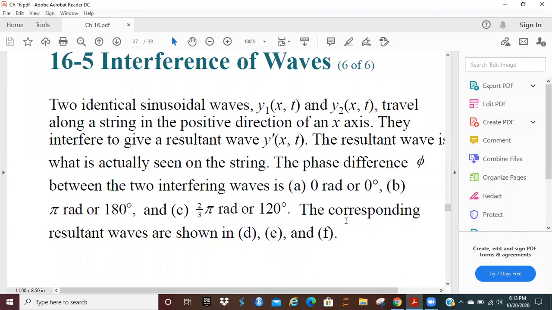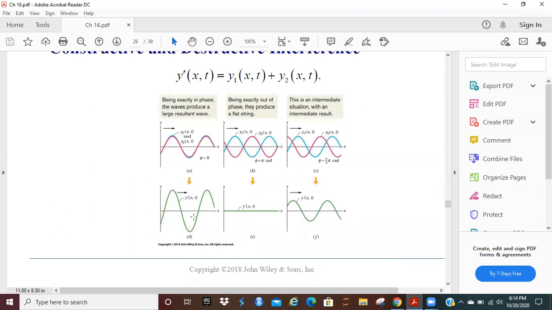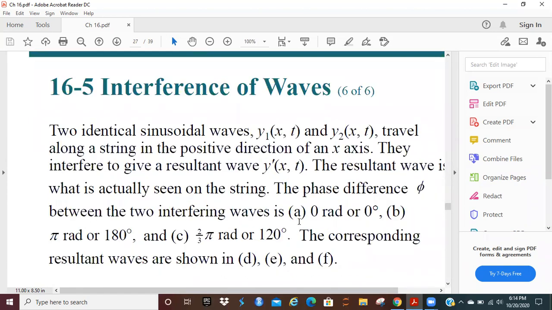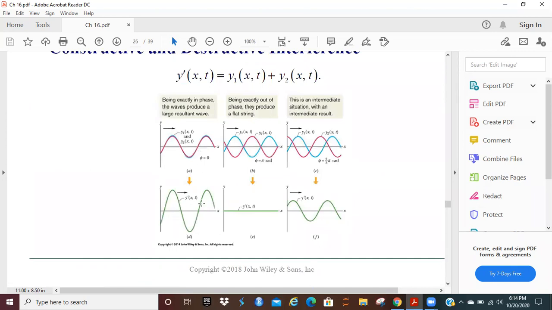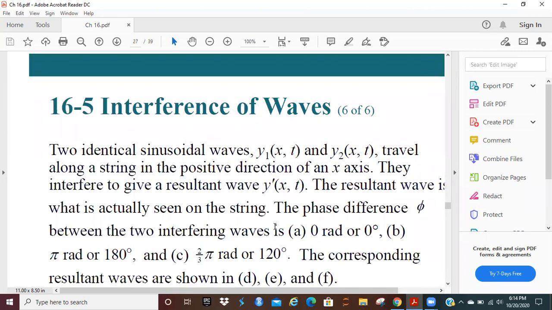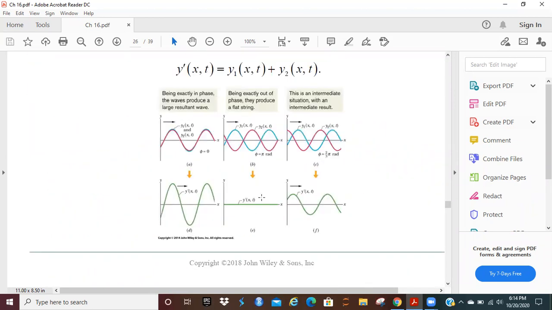And what you are seeing here is when they are exactly in phase. In other words, 0 radians or 0 degrees separation between the two phases. Here, you're looking at something that's completely out of phase, 180 degrees out of phase. And then here you're looking at a phase difference of about 2/3 pi.